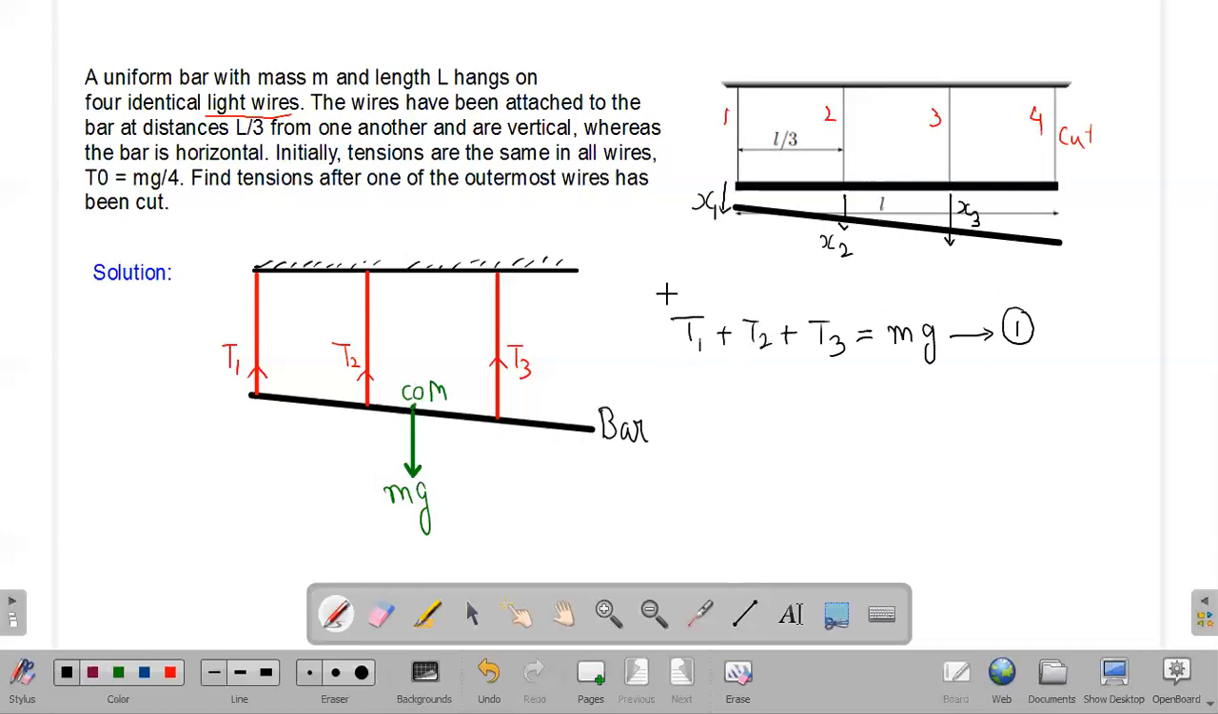Secondly, we can balance the torques. Under equilibrium, the first condition will be sigma of force equal to 0, and now you can write down sigma of torque equal to 0. I will calculate the torque about point A, which is the leftmost point. That torque has to be 0 for the new equilibrium of this bar.